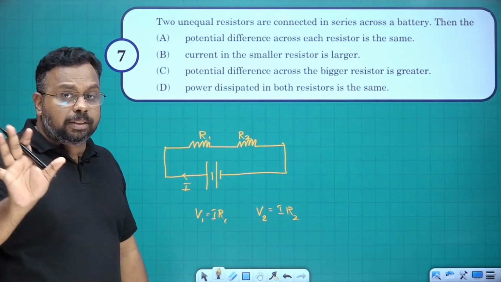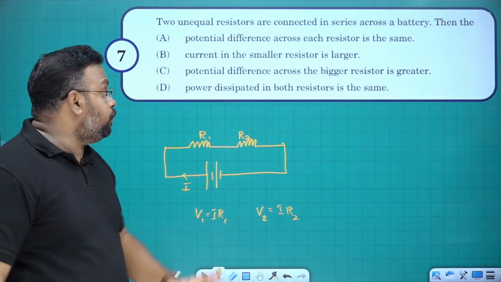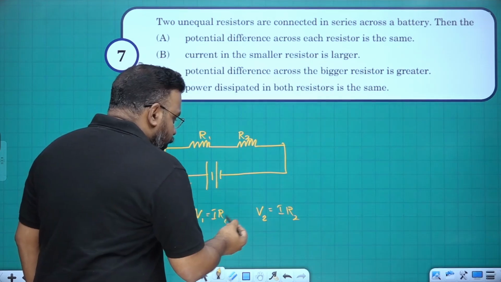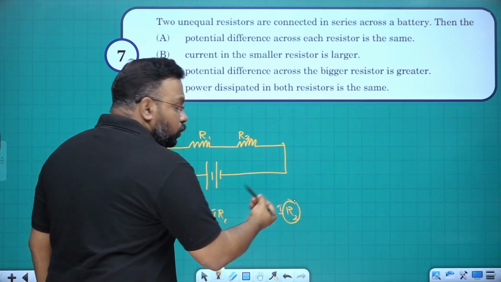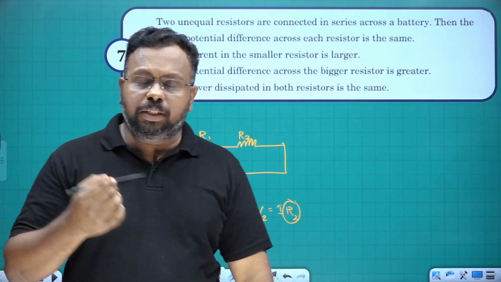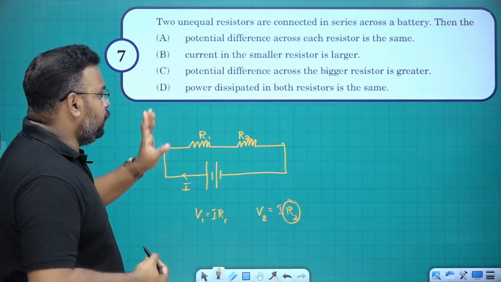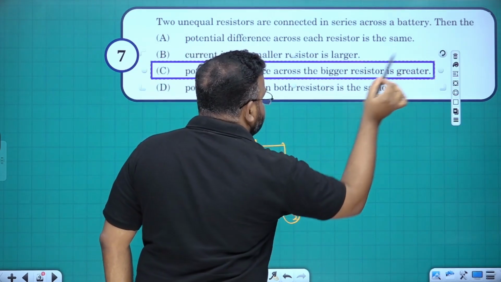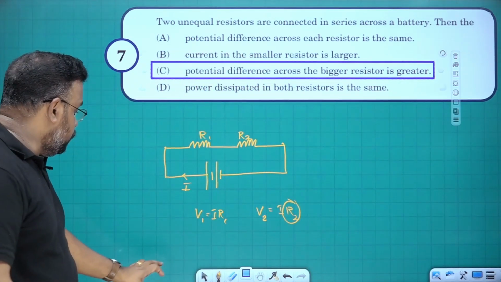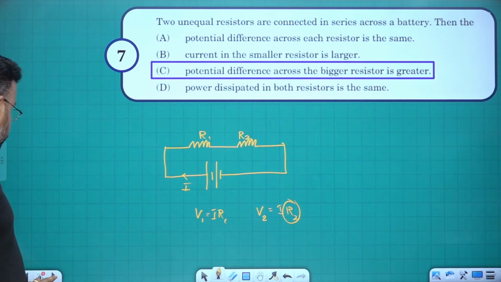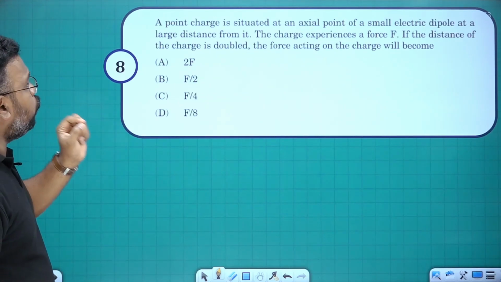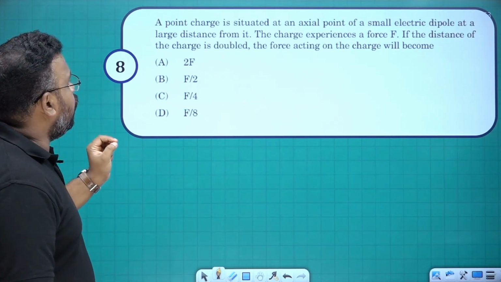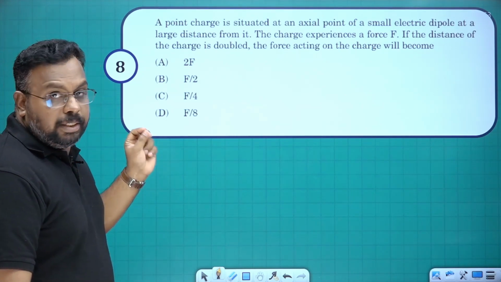Current in the smaller resistor is larger? No, in series combination current will be the same. Potential difference across the bigger resistor is greater. Potential V is directly proportional to resistance. So if resistance is more, potential will also be more because current is the same. So we got the right answer. It's option C. Option C is the right answer for this question. Clear? Yes. Question number 8. A point charge is situated at an axial point of a small electric dipole at a large distance from it. The charge experiences a force F.